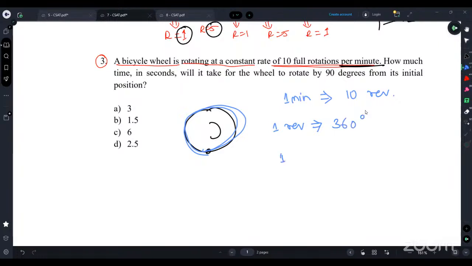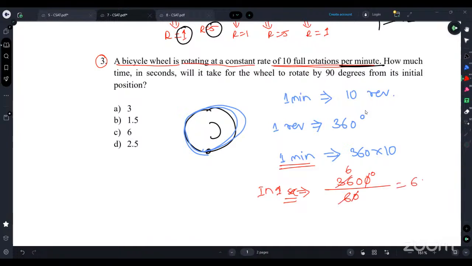So basically in 1 minute, how many degrees of angle has it covered? 360 into 10, because it has completed 10 revolutions, right? So in 1 minute, it has covered 3600 degrees of angle. Now if I ask you per second how many degrees of angle it has covered, I will have to divide it by 60, right? So in 1 second, how many degrees will it be covering? 6 sixes are 36, so 60 degrees of angle it will be covering in 1 second, right?